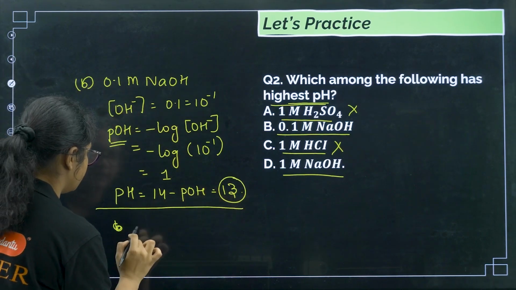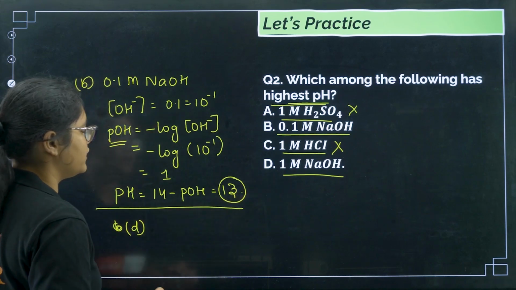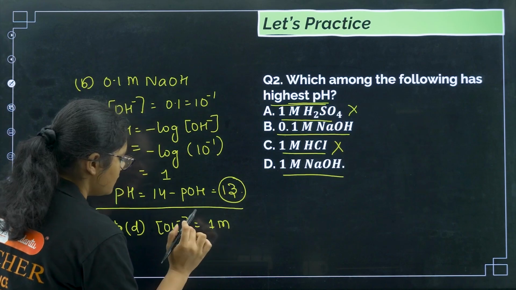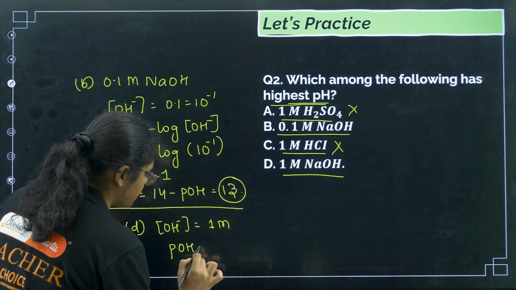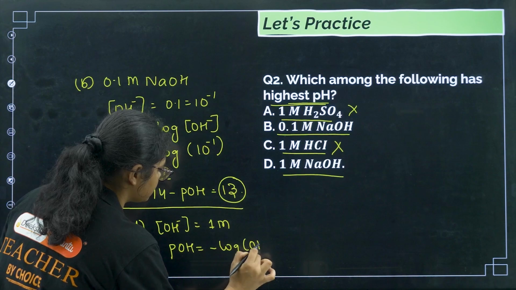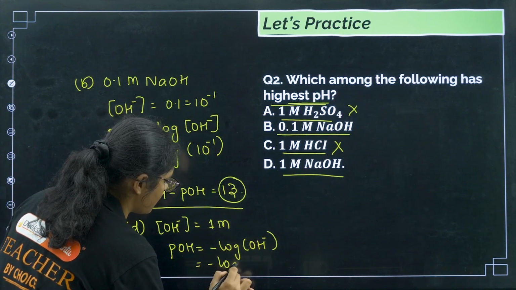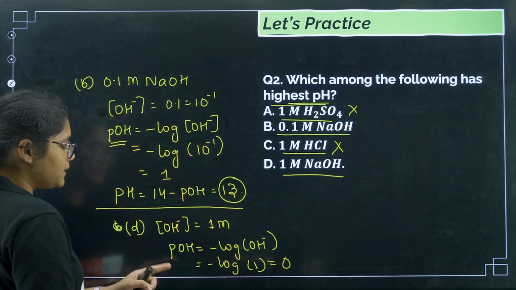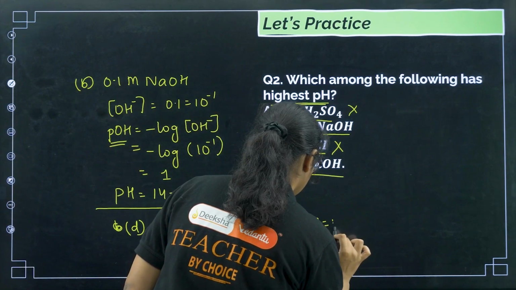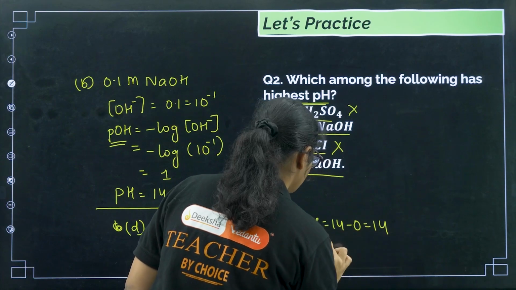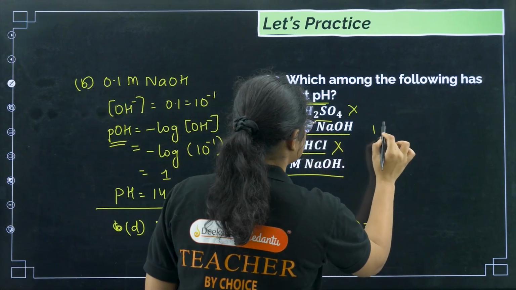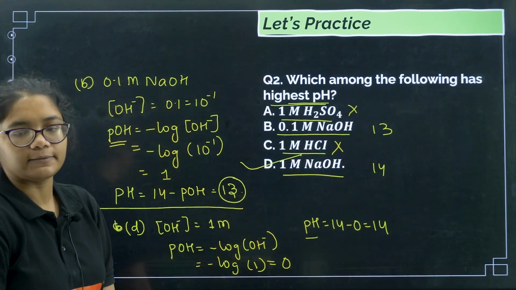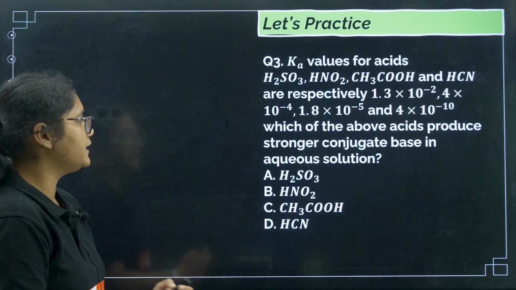Now let us see option number D, where I have 1 molar OH minus. So what is the OH minus concentration? Here it is 1 molar. So I can write pOH here is minus log of OH minus concentration, and that is minus log of 1, and log 1 is 0, so I will get pOH is 0. If pOH is 0, then what is the pH value? 14 minus 0, that is 14, right? So that means in option number B the pH is 13 and here the pH is 14. So which is having the highest pH value? Option number D. Clear?